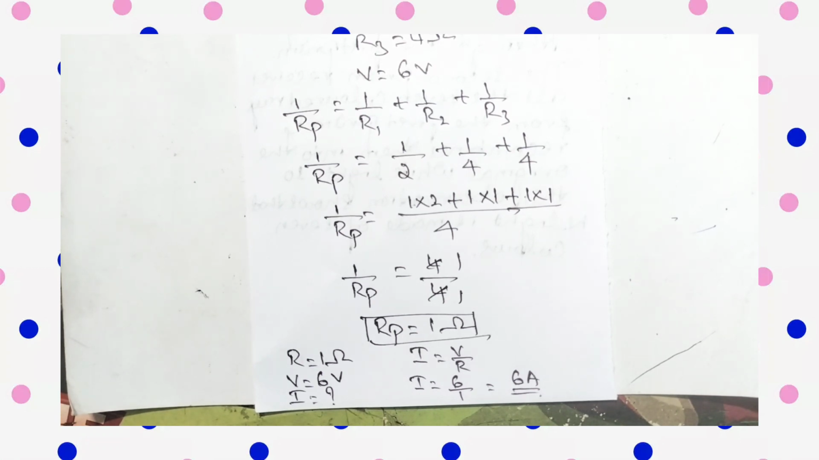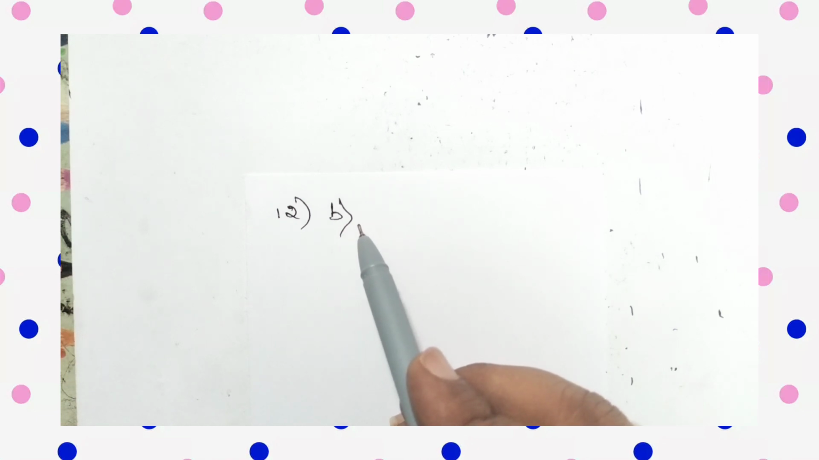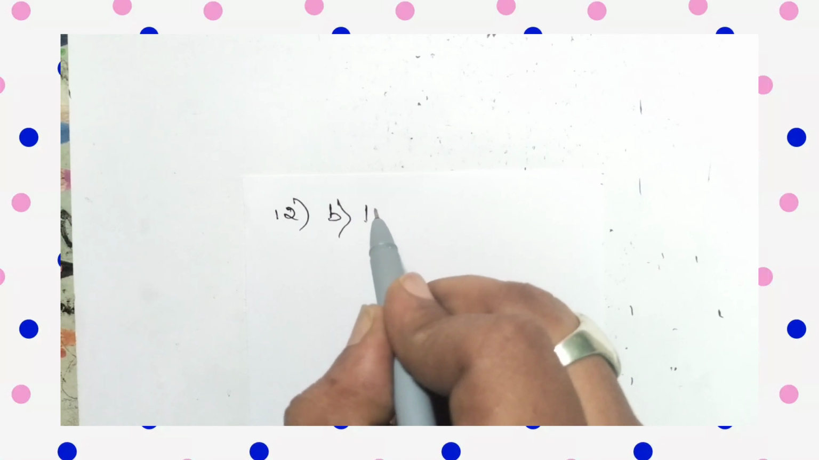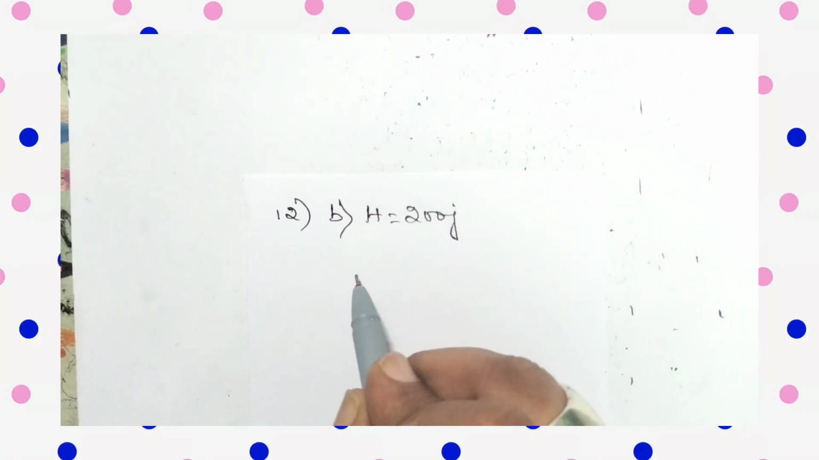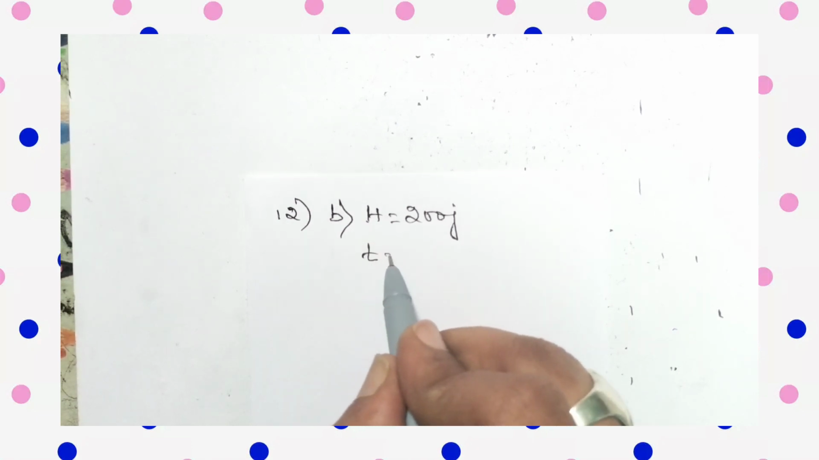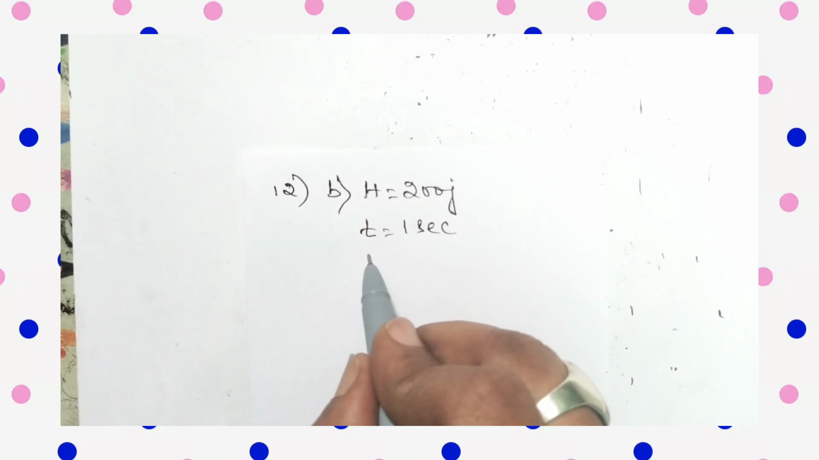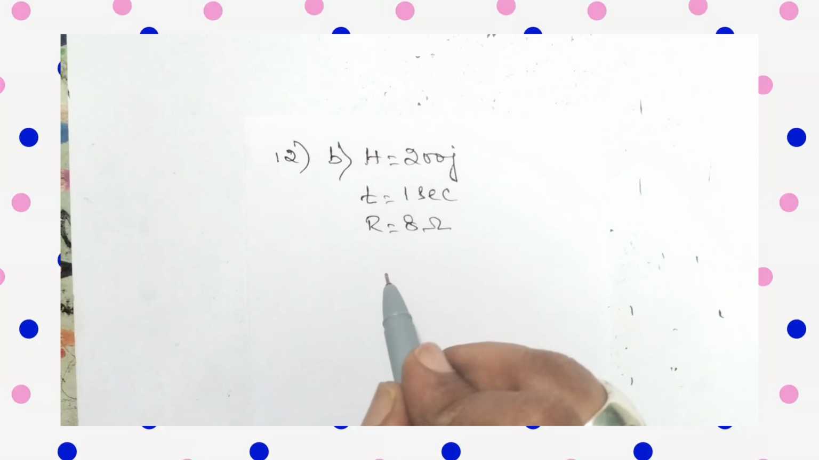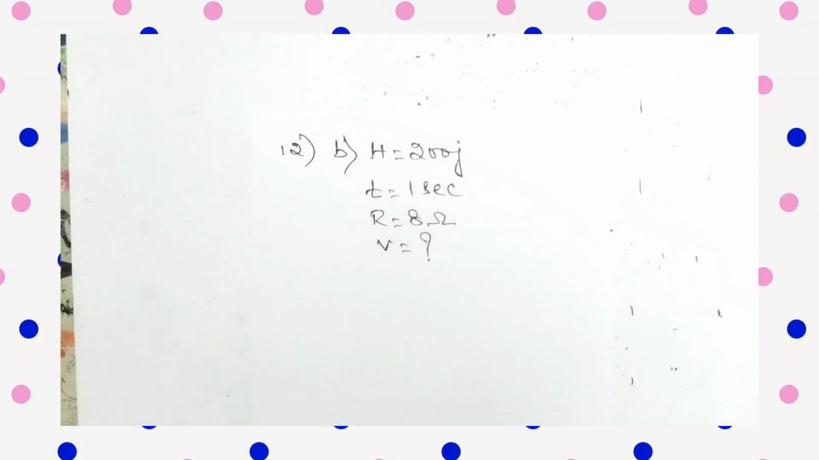So idrolagade B question ide, let us answer that B question. So one more numerical is there. 200 joules of heat is produced. So 200 joules means H is equal to 200 joules. Then produced each second. So T is equal to 1 second. In a 8 ohm resistance, R is equal to 8 ohm. Now we have to find the potential difference across the resistor. So we have to calculate V.